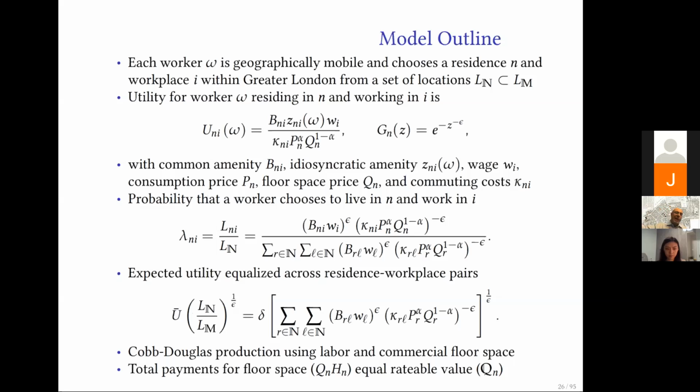Another feature of this particular extreme value distribution that turns out to be really useful if you want to put this random utility model inside a general equilibrium model is that in equilibrium, the expected utility from picking any particular workplace and residence pair in the metropolitan area of London turns out to be the same across all possible choices you can make, and equal to workers' outside option, which is to go and live in the larger economy of England and Wales. So that's useful because it means that we can have an equilibrium where people are thinking about living in London or living elsewhere. And so we can think about the change in the size of London as a whole over time.